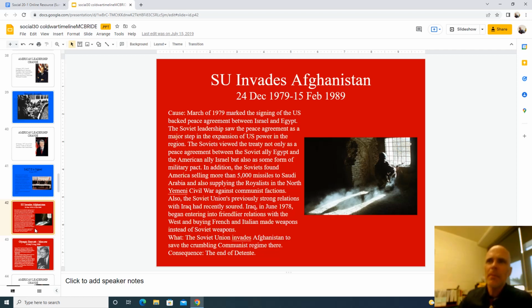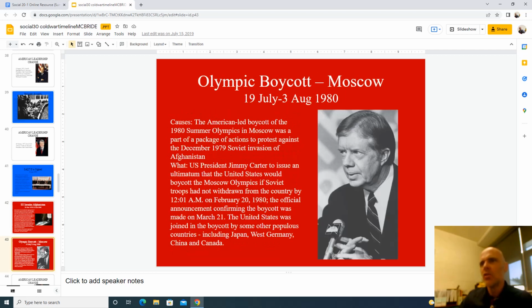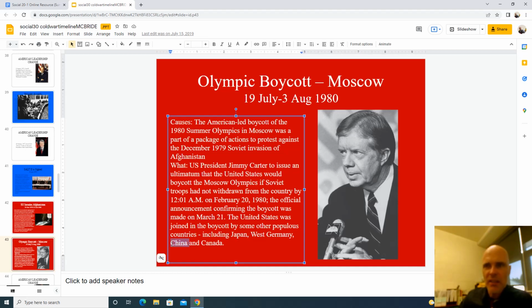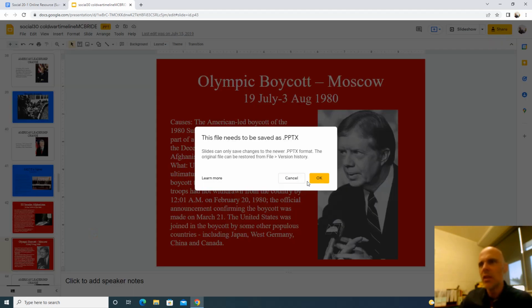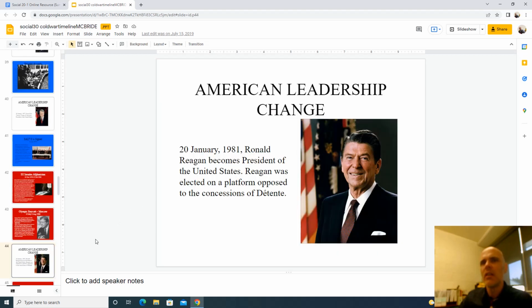Now, the Americans are unhappy with the Soviet invasion of Afghanistan in 1979. So we're going to say, you know what, we're not going to go to your Olympic Games. And Canada says, we're not going to go either. And our allies, West Germany and Japan, also say they're not going. But look at this, China says it's not going to go. China's communist. And yet they seem to be positioning themselves on the American side of the conflict.